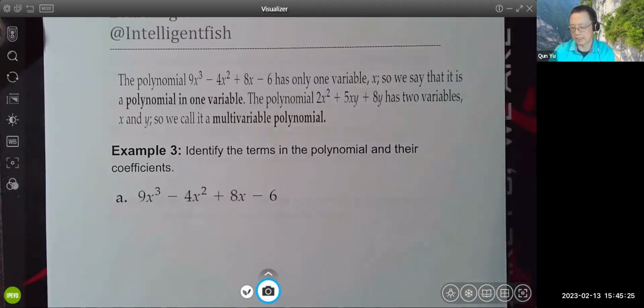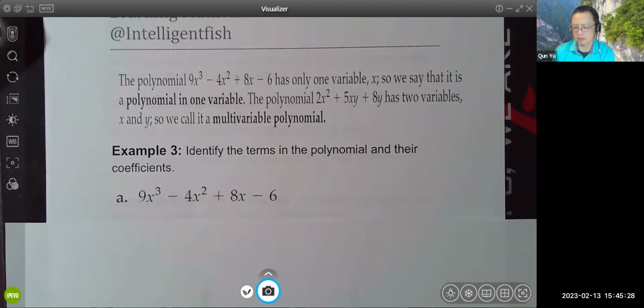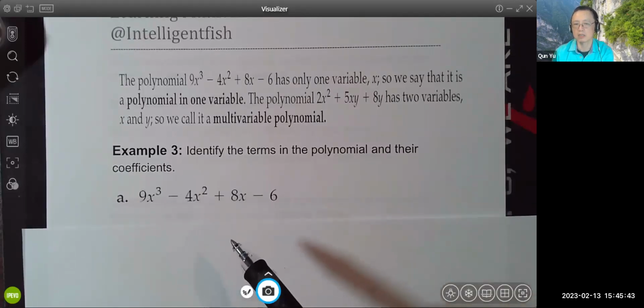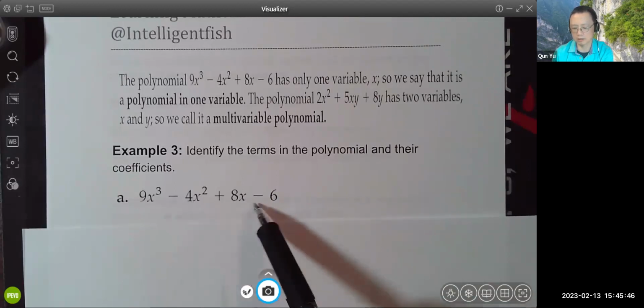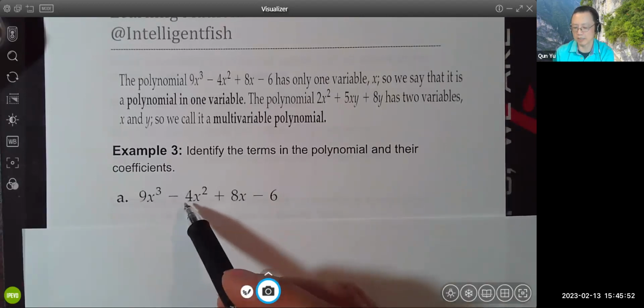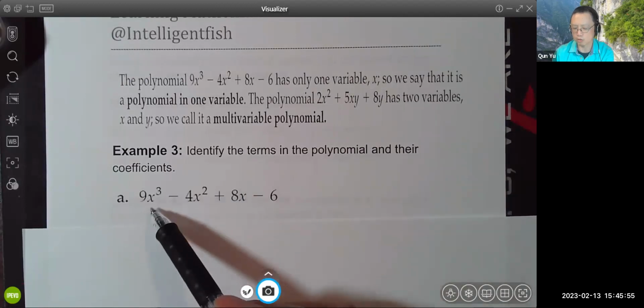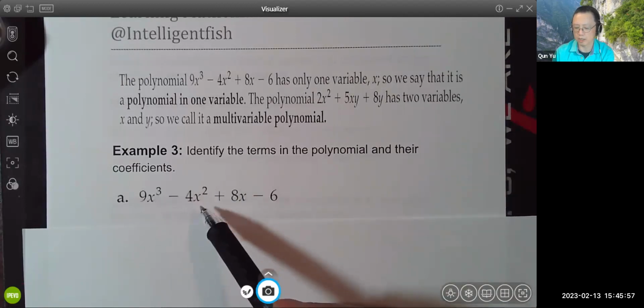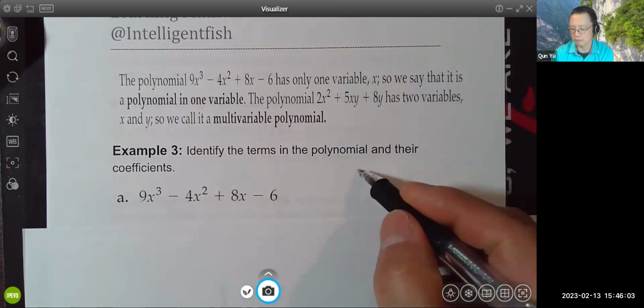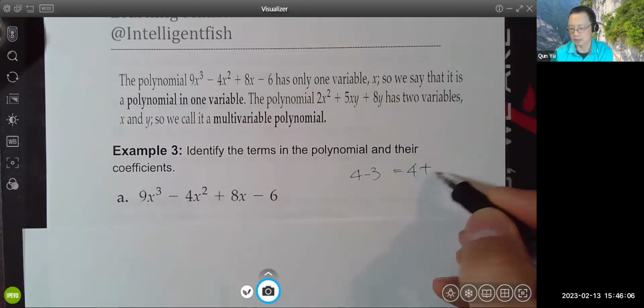Now let's look at our next example. In these examples, we have 2 of those. We want to identify the terms in the polynomial and their coefficients. So what is a term? Look at this, each unit is a monomial. A term is just one of these units, including the sign in front of it, because all of this can be written in terms of addition. For example, 9x cubed plus negative 4x squared is equivalent to 9x cubed minus 4x squared, just like 4 minus 3 is equivalent to 4 plus negative 3.